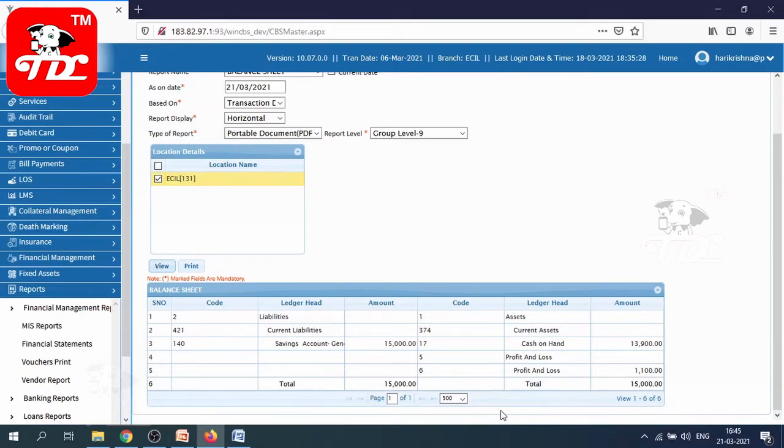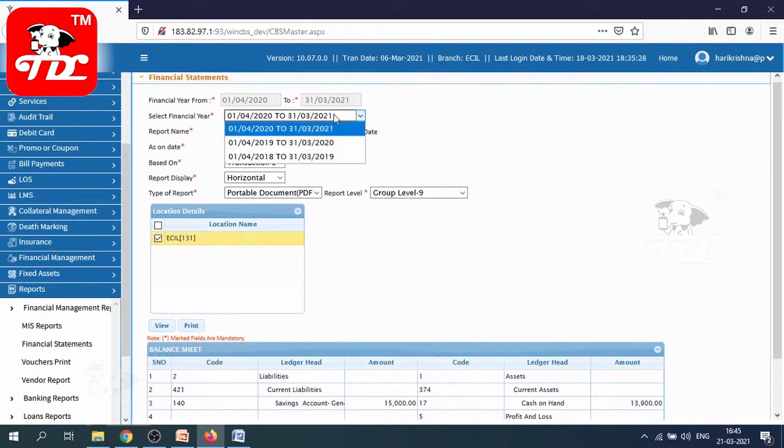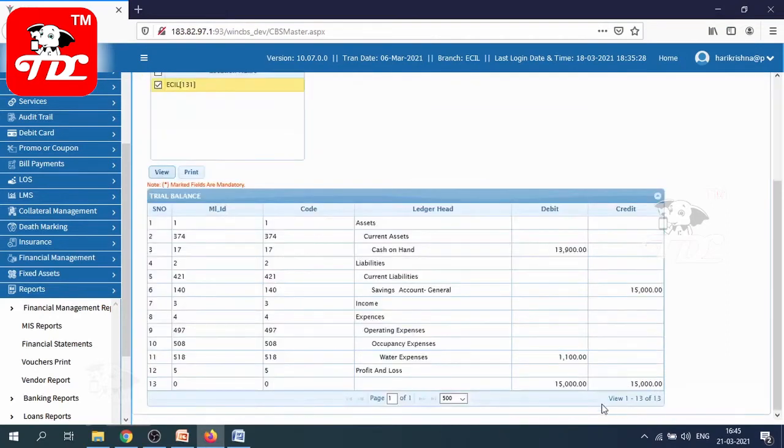So your balance sheet has tallied debit and credit, as you have seen in the profit and loss account, and we will generate the trial balance also. You can see water expenses 1100 rupees debit, and debit and credit are tallied. Cash in hand previously was 15,000. Now we have paid 1100 rupees, so cash has become 13,900. Debit and credit are tallied.